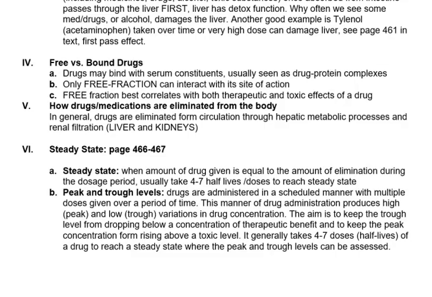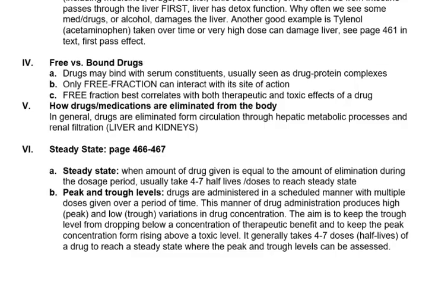All right, now let's talk about the steady state. The steady state is when the amount of drug given is equal to the amount of elimination during a dosage period. It usually takes 4 to 7 half-lives per dose to reach a steady state. And what's a half-life? It's the time taken for the concentration of a drug to be reduced to half its original value.